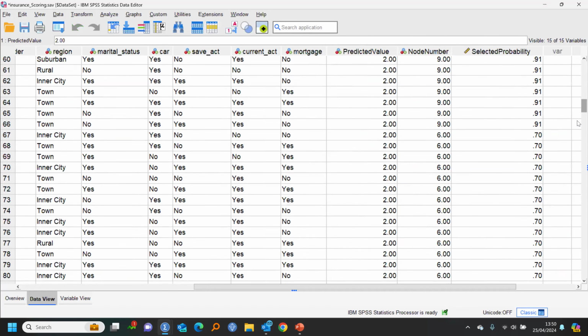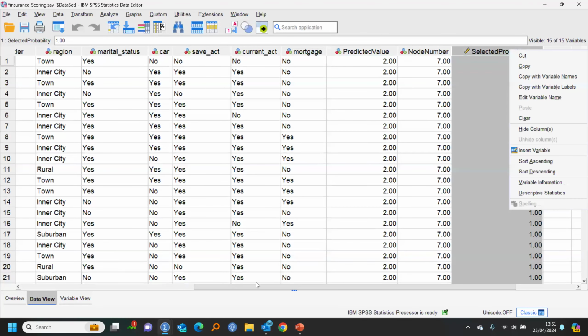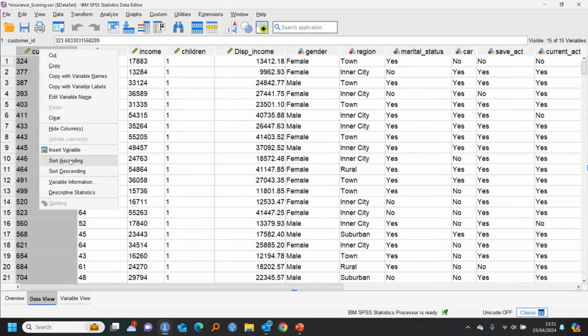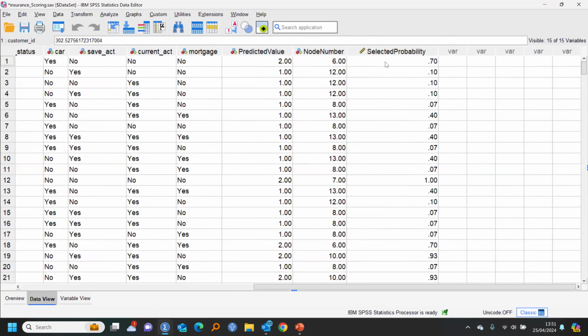Here's the probability values associated with them. They've been sorted in order here. I could sort them. Let me go back and sort this in customer ID order, so you get more natural look to it. There you go. So probability of being in the yes group, 70%. Probability of being in the yes group, 10%. Probability of being in the yes group, 7%, 100%.